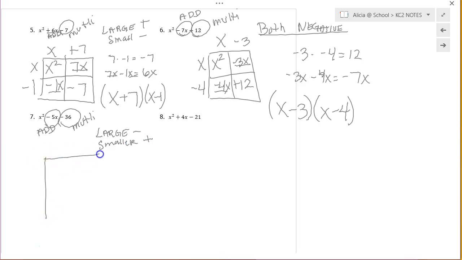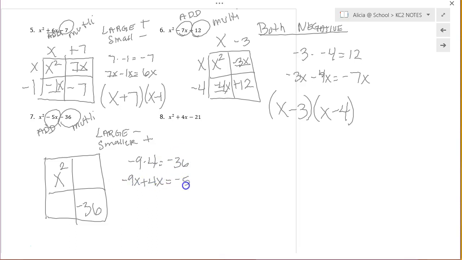So my Punnett square then, x squared, negative 36. Numbers that multiply to negative 36 but add to a negative 5 would be a negative 9 and a positive 4. Right, that gives me a negative 36. Negative 9x plus a positive 4x, they have different signs, so I subtract them to give me my negative 5x, which is exactly what I needed. So negative 9x and a positive 4x.